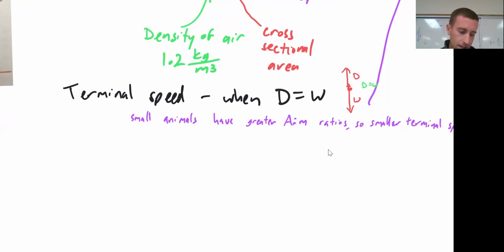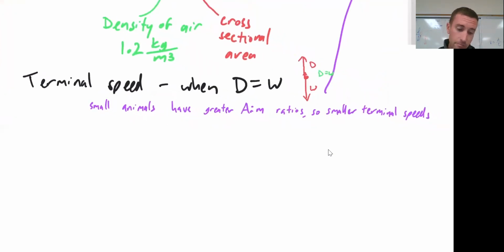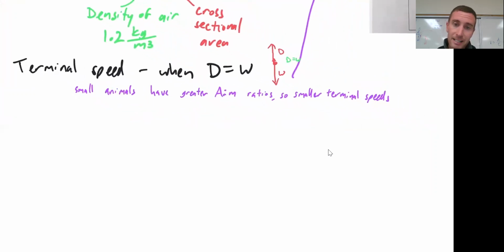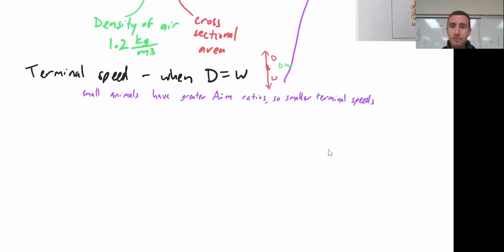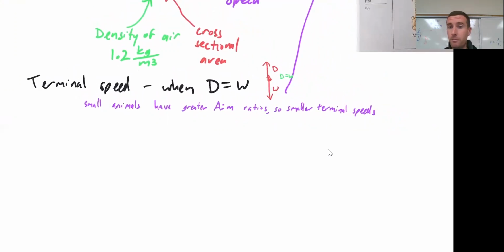So one kind of cool thing, there's a little example in the textbook showing that small animals have greater area to mass ratios. So they reach smaller terminal speeds because weight would have mass involved in it, right? Remember, weight is equal to mass times acceleration due to gravity. So that's where the mass comes in. Since smaller animals have smaller mass, but the same, like bigger surface areas, they tend to have greater area to mass ratios. So they reach smaller terminal speeds.